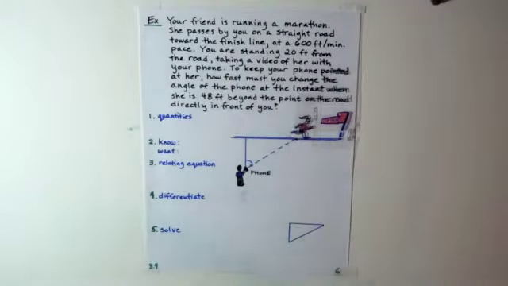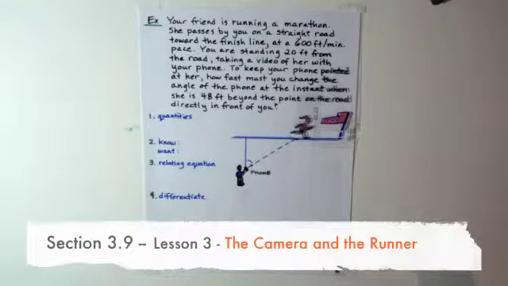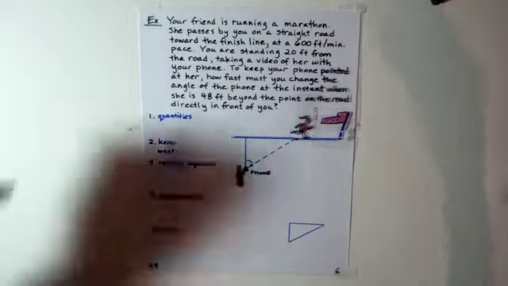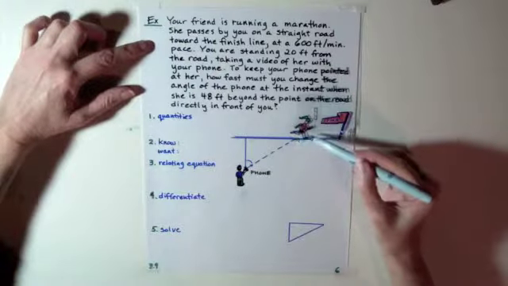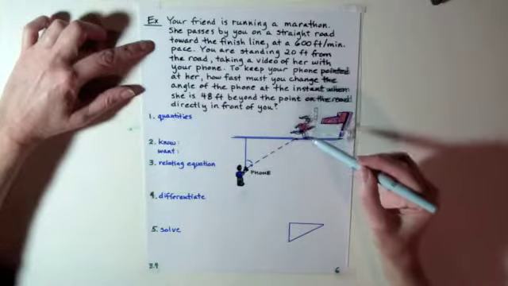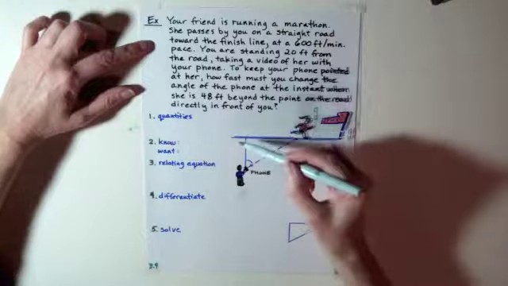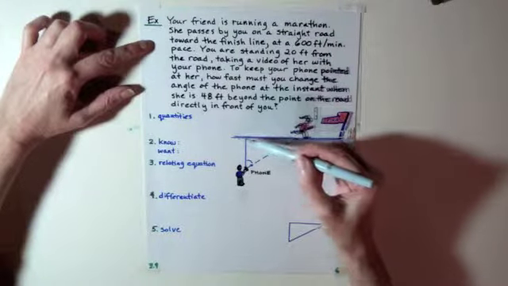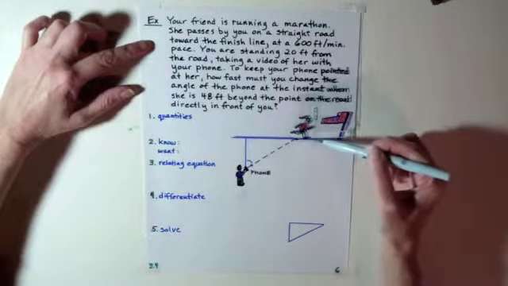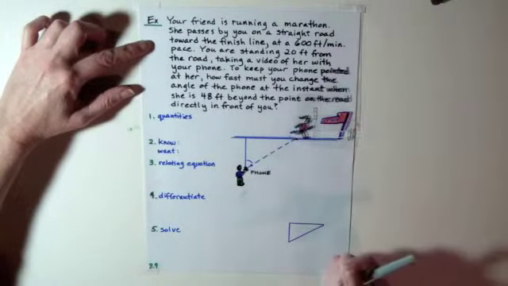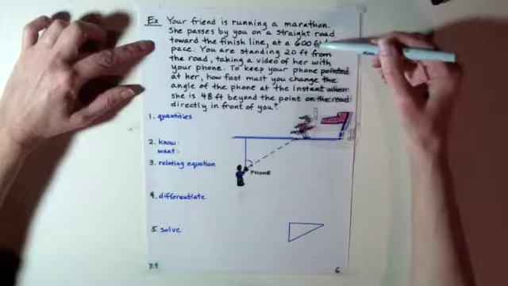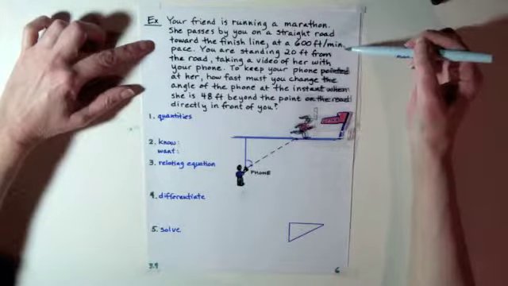Okay, so let's go ahead and look at this last example together. Another related rates problem where they will give us a rate and they'll ask us to find a rate. It says your friend is running a marathon. So this is your friend right here, and she passes by you on a straight section of road towards the finish line. So this last part of the marathon is along a completely straight line, and here's the finishing flag over on the right. She's going at a 600 foot per minute pace.